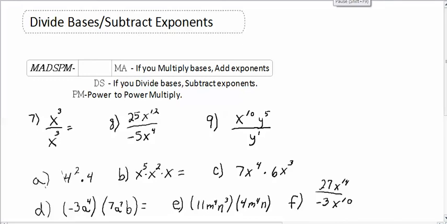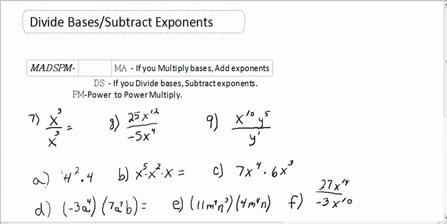The next lesson for rules for exponents is dividing bases. You're going to subtract exponents. So if we look at the mnemonic I gave you, MAD SPAM, the MA will help you remember if you multiply bases, you're going to add exponents. The DS, if you divide bases, you're going to subtract exponents. And the PM is if you have power to power, you're going to multiply.